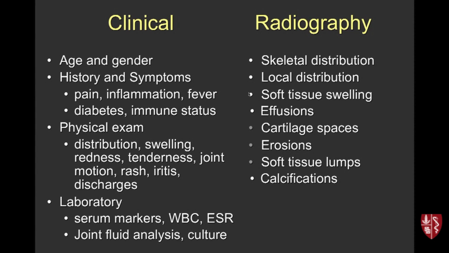And the other things that Dr. Stevens touched on, soft tissue swelling, are there joint effusions that we can detect? A real important thing is, what do the cartilage spaces look like, the space between the bones, because that lets us infer whether the cartilage is normal thickness or not. The presence or absence of erosions, that's the key thing to bifurcate into something that's an inflammatory arthropathy versus non-inflammatory arthropathy. Are there soft tissue masses or lumps that might be present in rheumatoid nodules or gout, things like that? And any calcifications in the soft tissue.